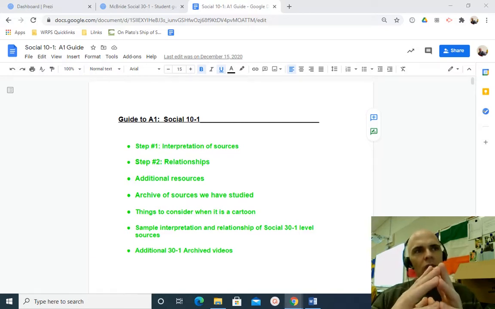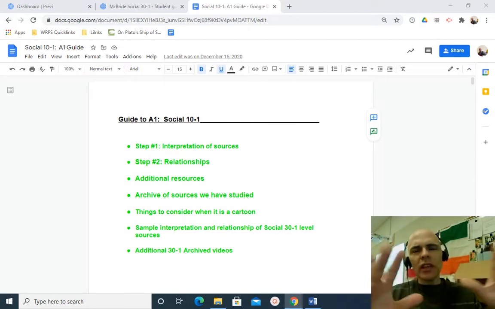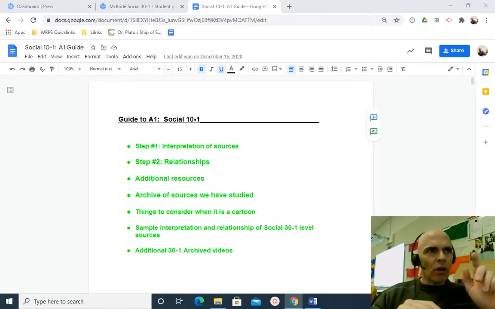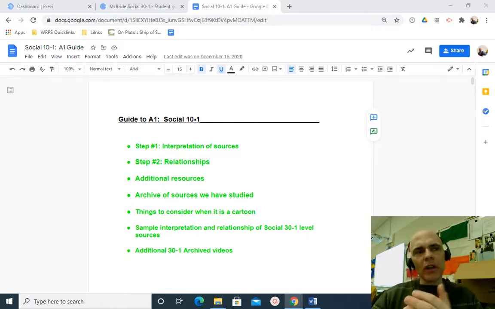A1 is the first of the two writing assignments on the diploma exam, and here at Wetaskiwin Composite High School we begin looking at A1 in grade 9 when we have them do some source interpretation, and by grade 10 we end up doing full A1s with our students. So I do have an A1 document from grade 10 up here so we can go through some steps.